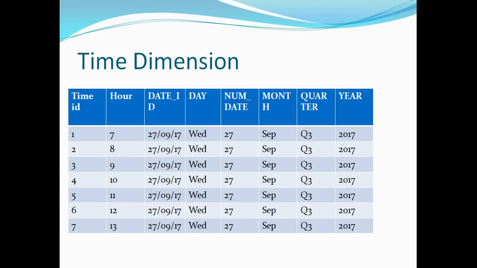But again, if I have to see the sales, I don't have to join with a third table for the year 2017. I can just directly join this table with my transaction table based on the date, and I can retrieve my data.